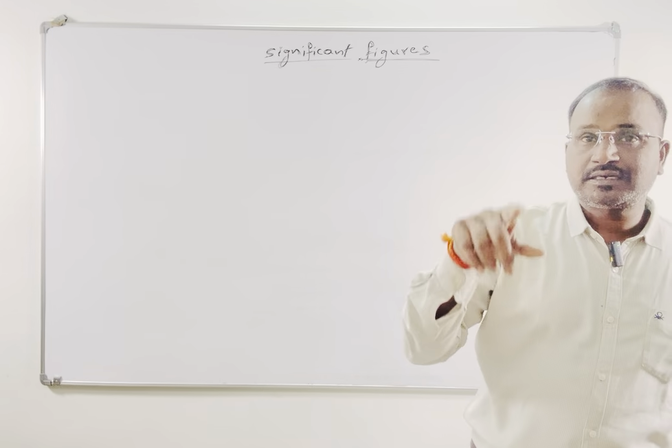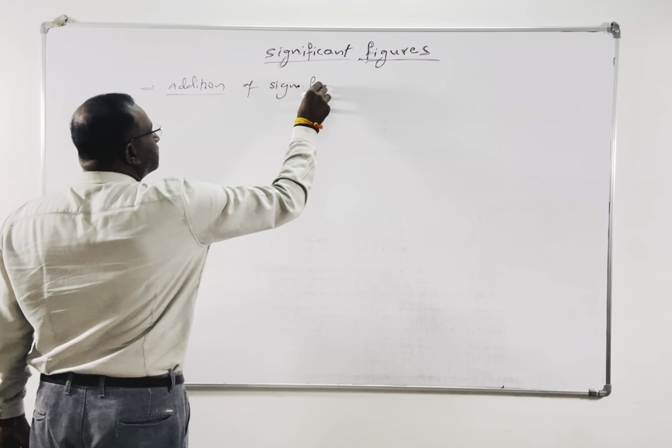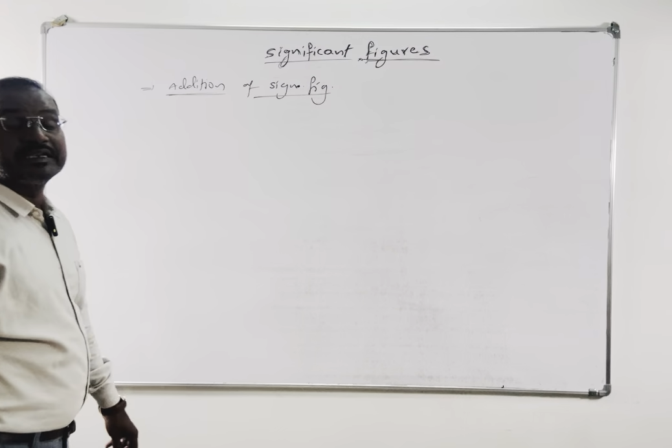Addition of significant figures. How do we have to do addition? How to do significant figures in this case? Let me see now. First, let me take some example. By taking an example, we need to discuss addition of significant figures. Let me take the example.